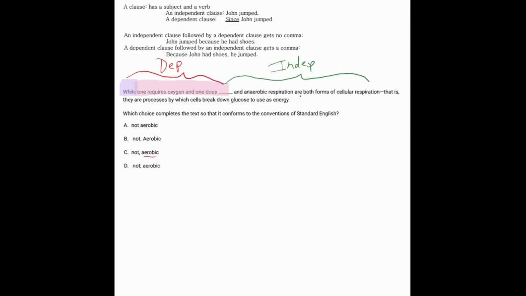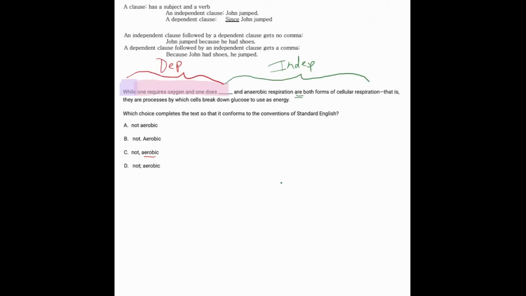By the way, the words is, was, are, am, were, be, have, has, had. Those are 9 important verbs that you should know. They're little linking verbs that are easy to ignore. So you've got a dependent followed by an independent, and that part is okay. Then we have this long dash leading into the next part of the sentence.